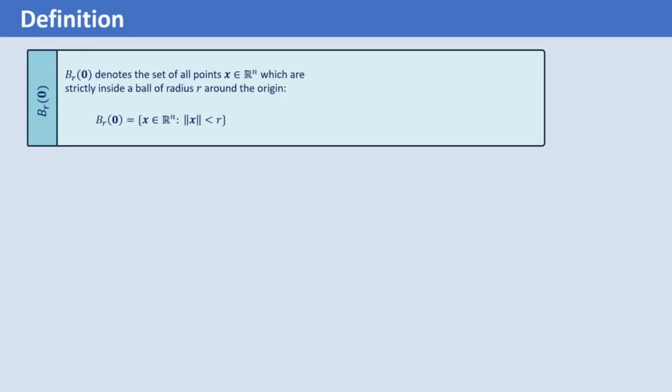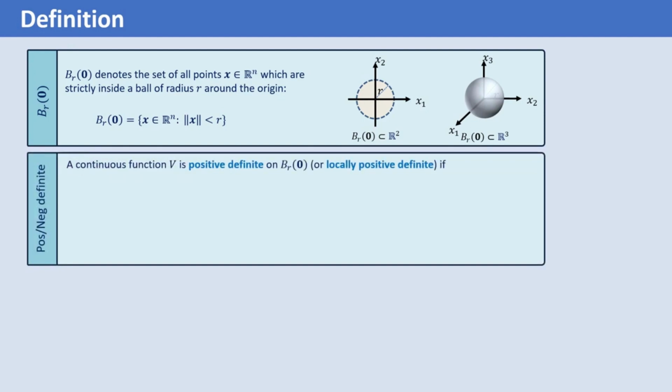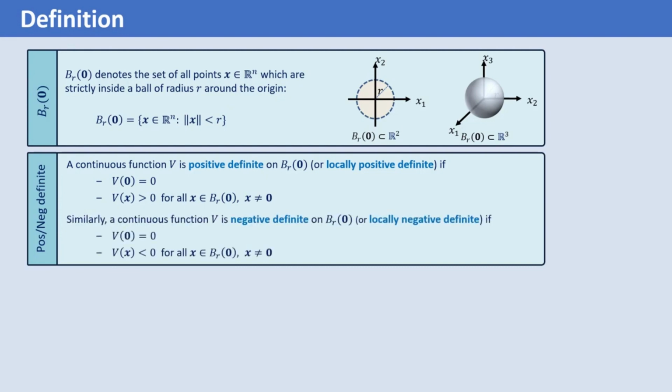B_r of 0 is the set of all points which are strictly inside the ball of radius r around the origin. In the second space, B_r of 0 is a circle with radius r centered at the origin, and in the third space, it's a sphere. A continuous function V is positive definite on B_r of 0 if it satisfies two conditions. V of x is positive for all non-zero x in the ball and is 0 at 0. Similarly, it's negative definite on B_r of 0 if V of x is negative for all non-zero x in the ball and is 0 at 0.